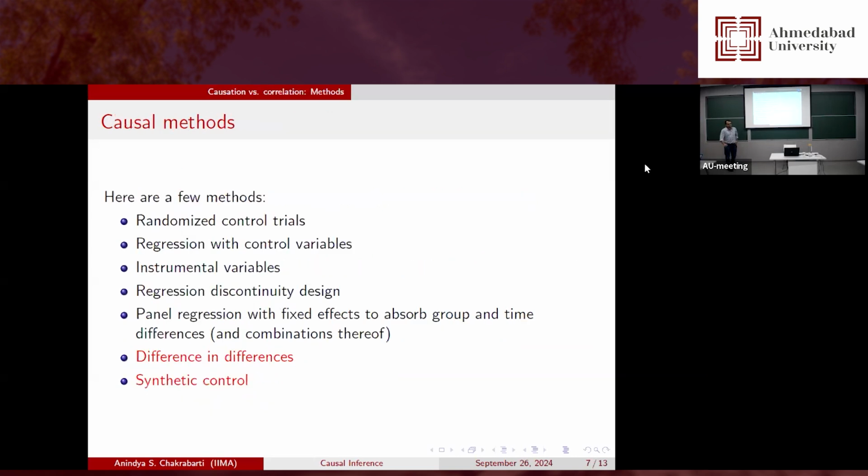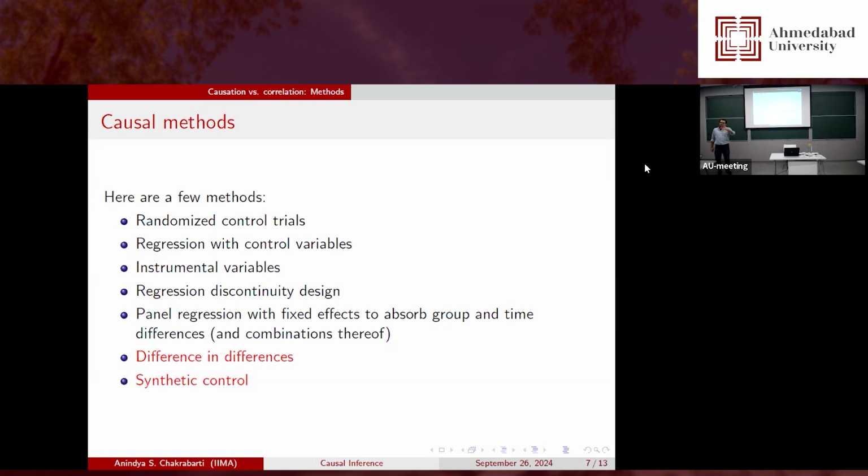So, what are the major methods that people employ here in the present context? Some of these are the usual RCTs, regressions with control variables, IVs, regression discontinuity, and so on. Two of the ideas are difference in differences, which has actually made big inroads in economics over the last 10 to 15 years, and synthetic control. So I'll talk a little bit about synthetic control as well.